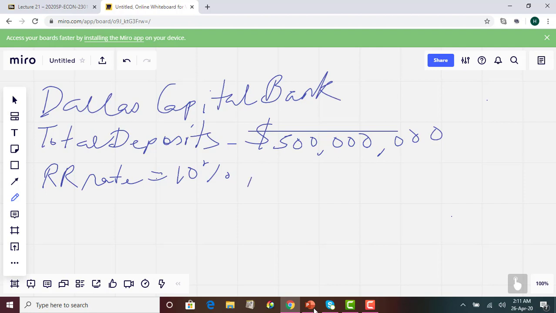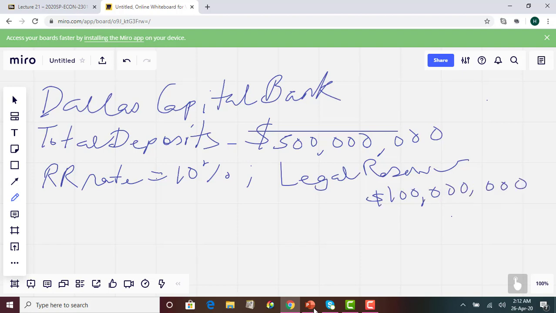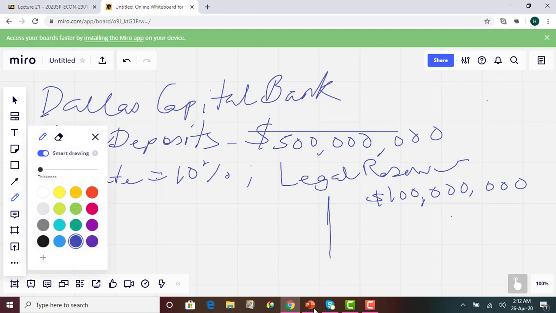Let's say this bank has legal reserve of 100 million. So based on this, what is the excess reserve? That can be a question I can ask you: what is the excess reserve?